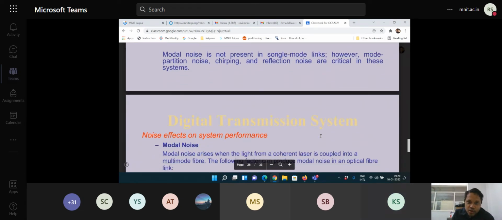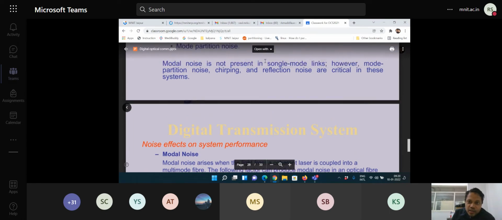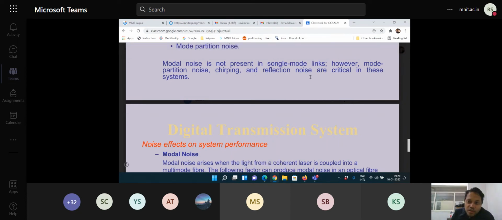Now, if you look at this, modal noise is not present in single mode links. But mode partition noise, chirping, and reflection noise do play a part even in single mode links.